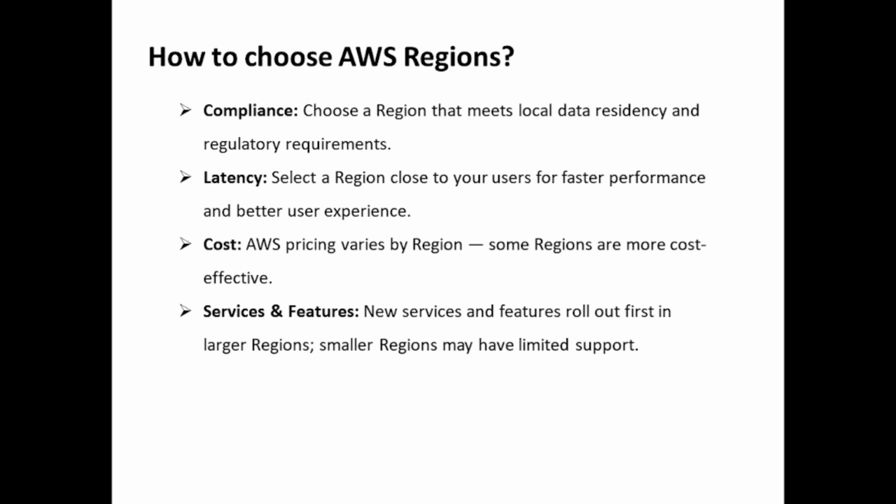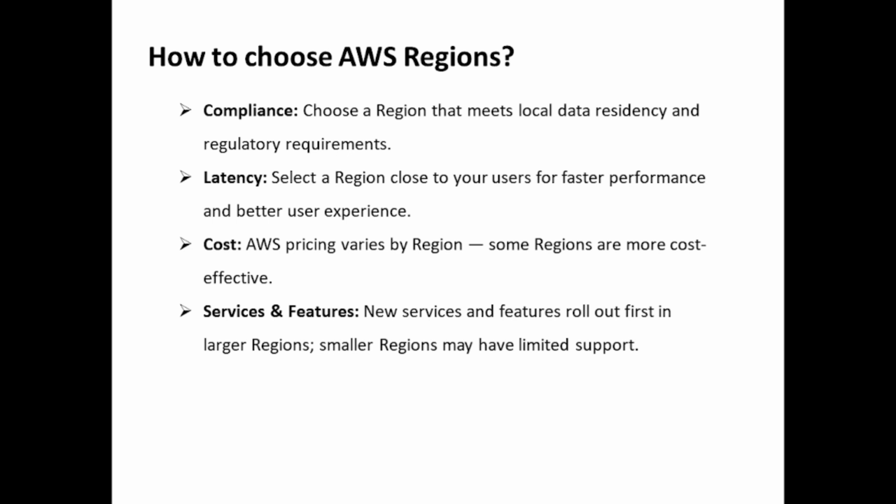How do you choose the right AWS region for your application? Here are the four things to consider. Compliance. If your workload contains sensitive data or it is bound by regulations, you must choose a region that complies with those local laws. For example, some countries require data to be stored only within their borders.